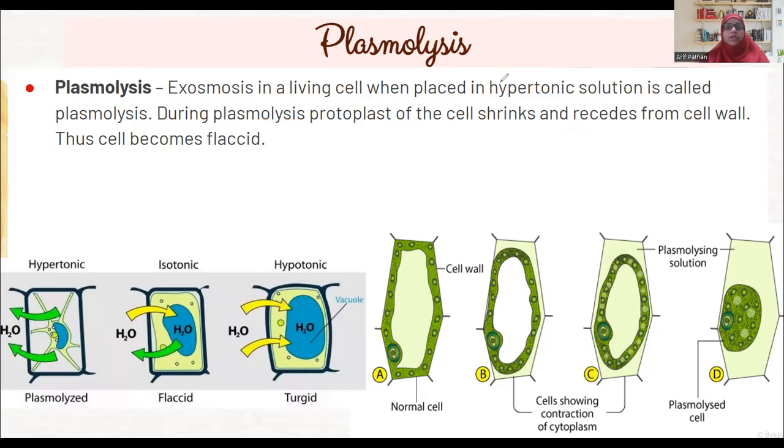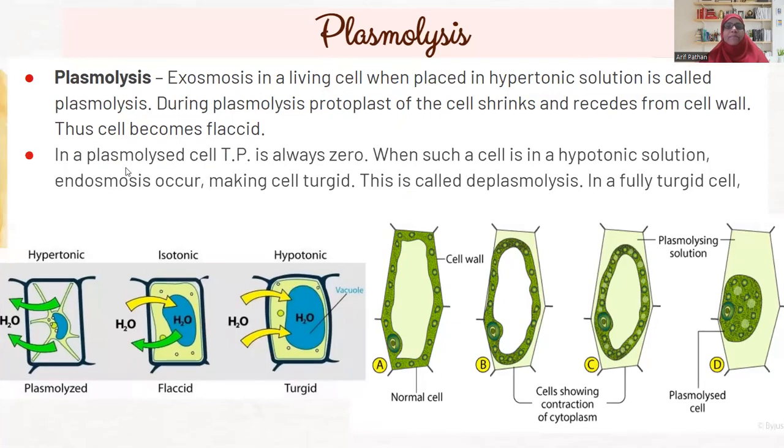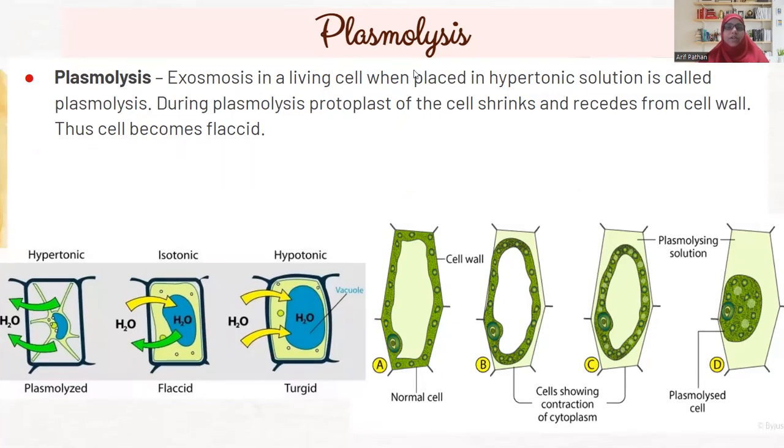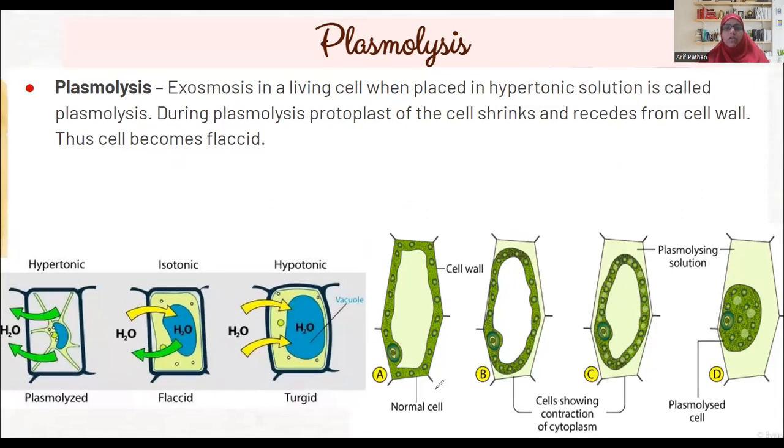Fine. So as you can see in the diagram, what is happening over here? In this diagram, you have the normal cell. This is the cell wall, and this is the protoplasm, and cytoplasm is inside. Slowly and steadily you see contraction of the cytoplasm. Can you see? It is leaving the cell wall here, and finally in D, what has happened? Everything has come to one place. All this is the plasmolysed solution.